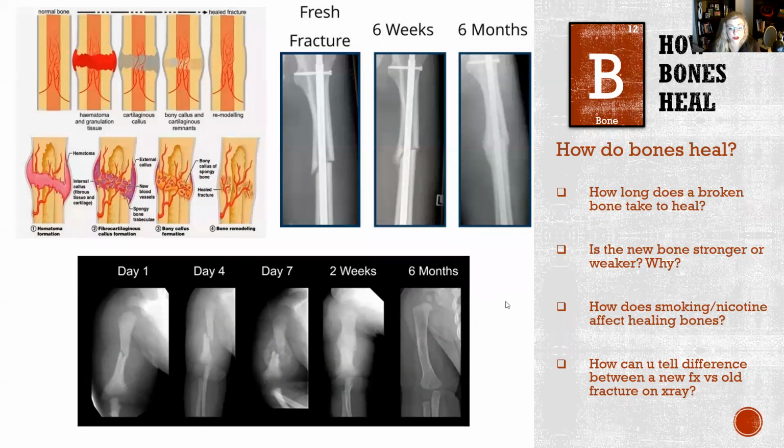New bone is not as strong in adults as it was before. This is where arthritis comes into play. One of the things that I tell my patients is that bones take 6 to 8 weeks to heal. And some people are a little bit longer, some people are a little bit shorter.